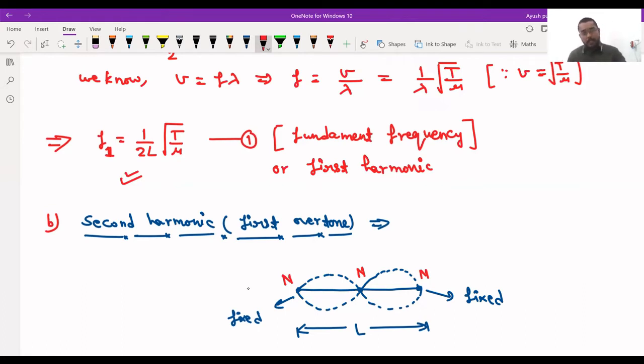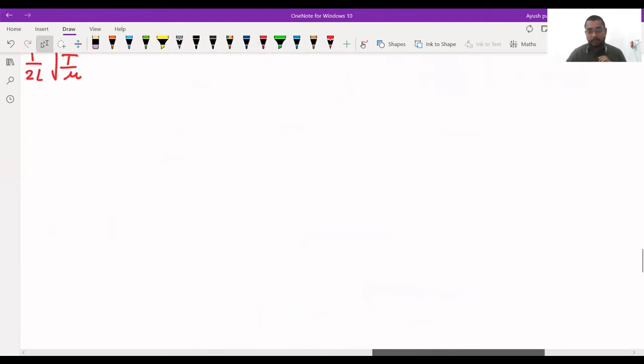The string is fixed at both ends, so at the end points, nodes will again be formed. If I have increased the frequency a little and we want the standing wave to be formed on the string, then it will make two loops. If it makes two loops, let's analyze this.